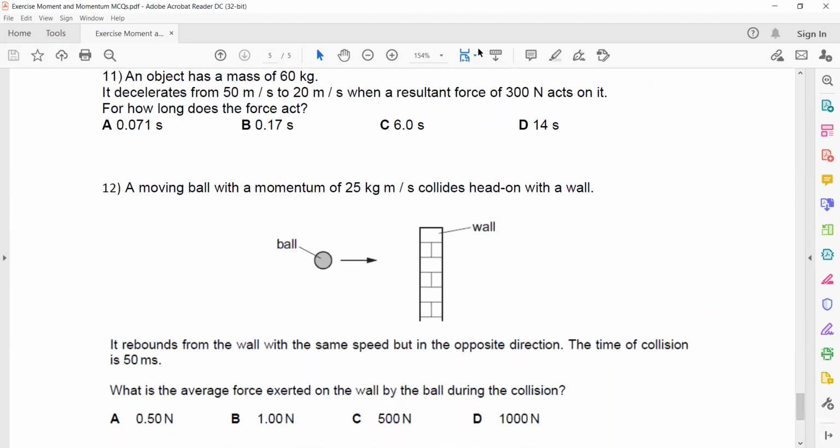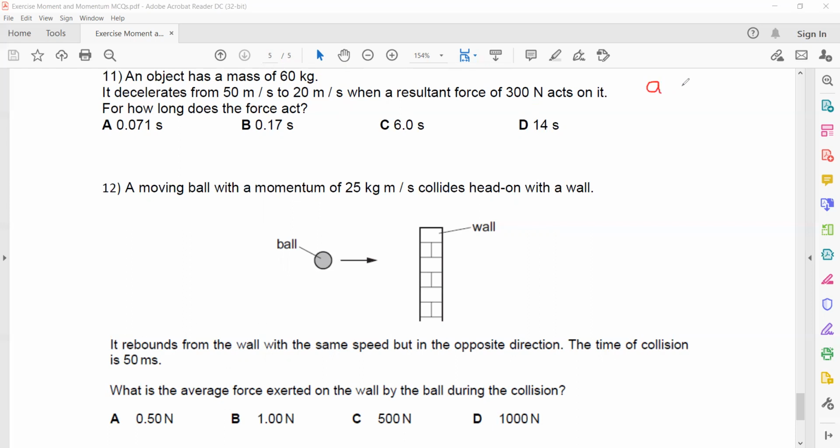In question 11, an object having a mass of 60, so mass is given to you, decelerates. So mass is 60, starting velocity is 50, and the final velocity is 20, when a resultant force of 300 Newton acts on it. How long does the force act? So we have to find the time.